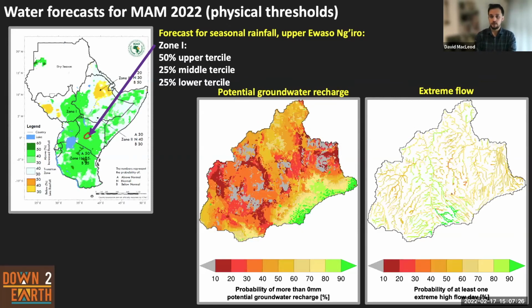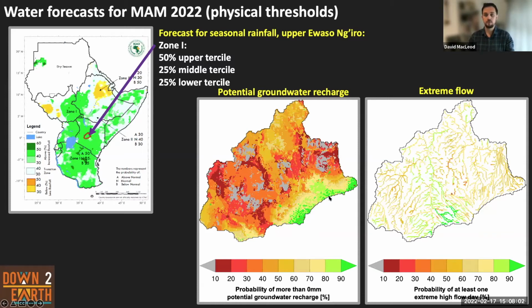We could take what we call physical thresholds. So we could look in our ensemble and ask, instead of is the recharge above or below normal for that pixel, is the recharge more than 0 millimeters? I.e., is there likely to be any recharge? That's what I'm showing you here on the screen now on this left plot, which is the probability that, given this Garcon forecast, each pixel will see any recharge.